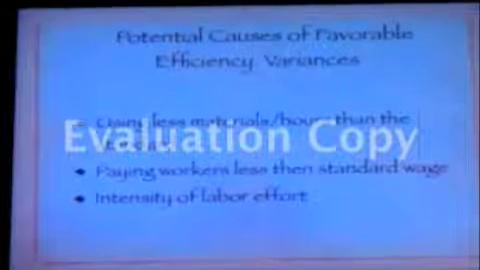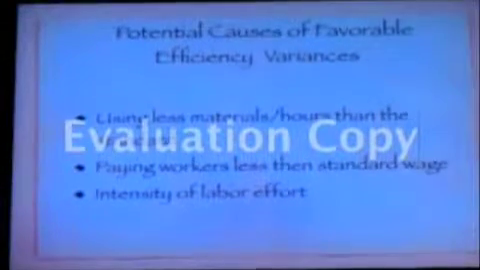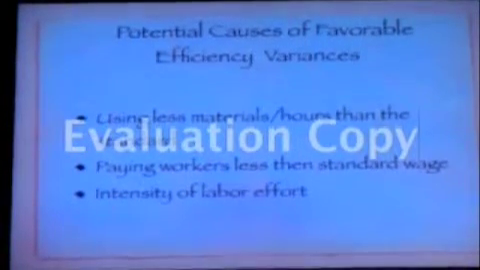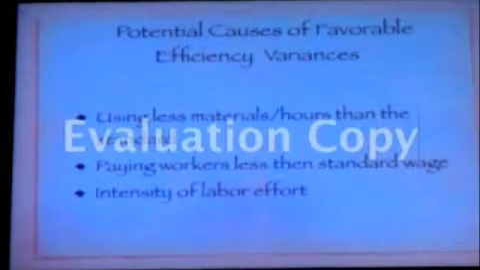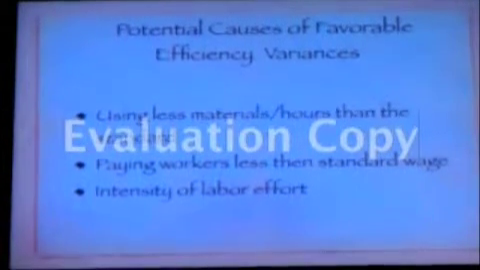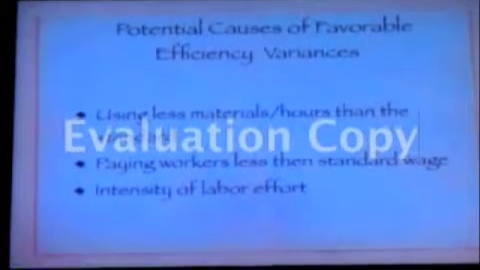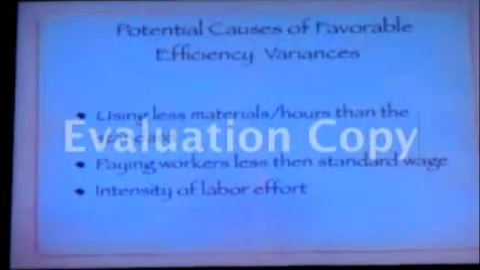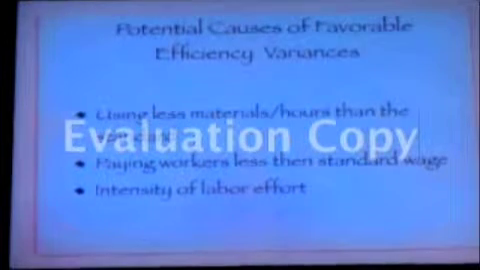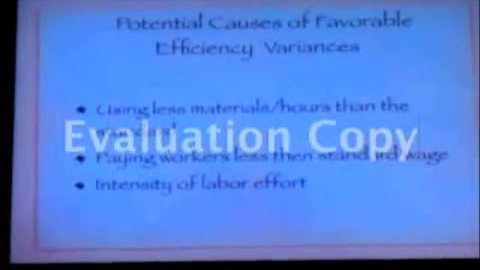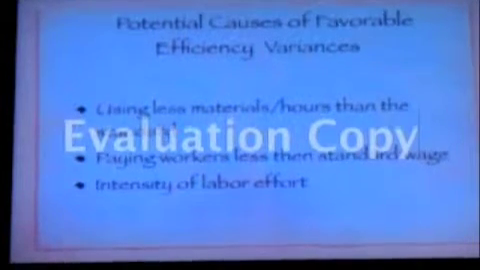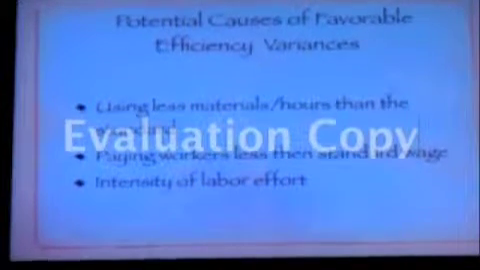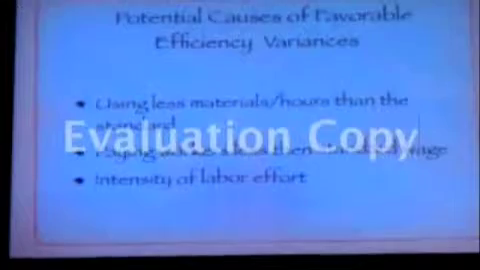Now we move on to potential causes of favorable efficiency variances. One factor that could lead to this is using less materials and hours than the standard. Also, paying workers less than the standard wage. This will allow you to achieve the same amount of productivity with less money paid. Another factor that can lead to this is intensity of labor effort. This will allow you to make more chips for the same amount of time, which will lead to favorable efficiency variances.